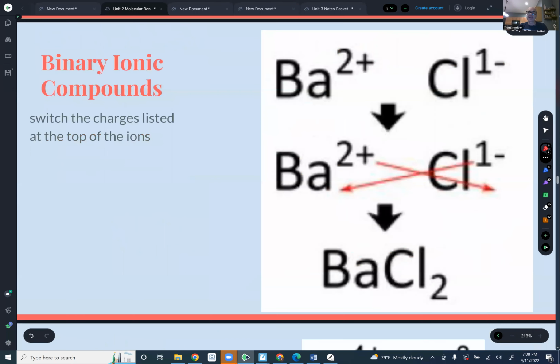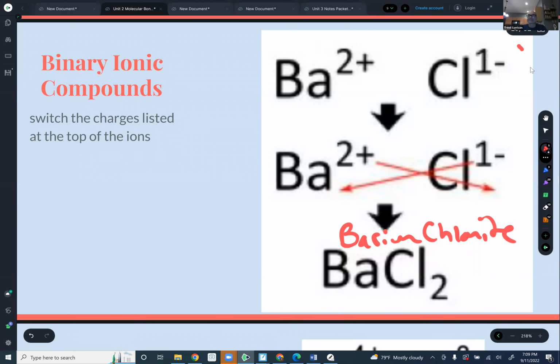Here's another couple of examples. This one shows all of the steps. I've got barium +2, chlorine -1. They crisscross applesauce, and they ended up with BaCl2, the name of this one, barium chloride. All right. Moving into the examples that were from the note.